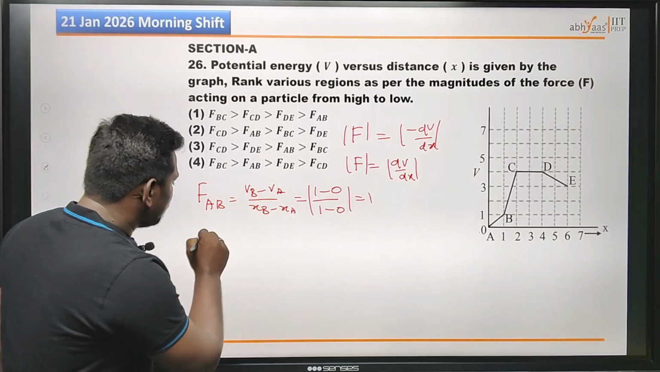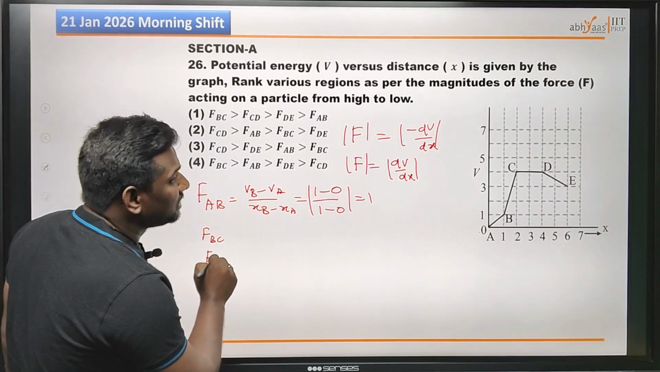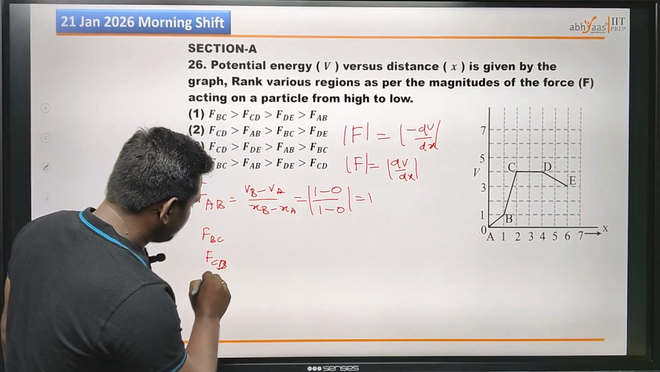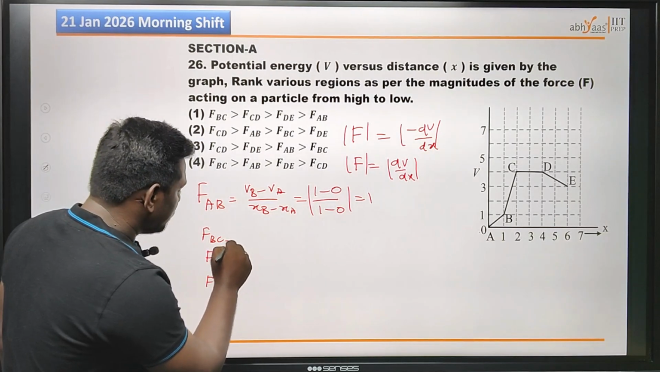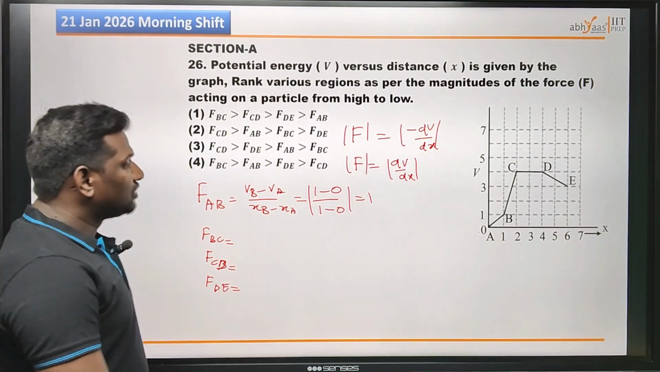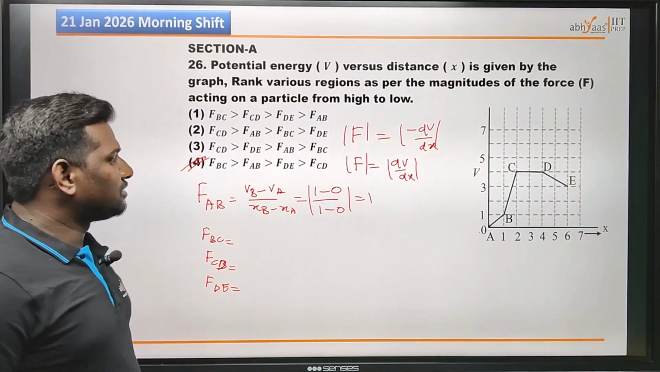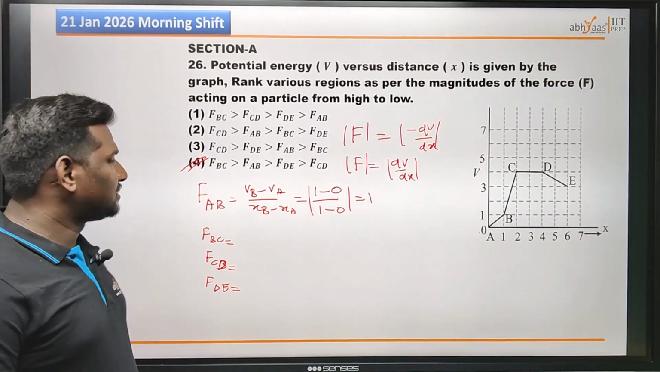Similarly, if you solve BC, CD and DE, you will get the values. So option 4 is the correct answer. By solving these values, you get option 4 as the right answer.